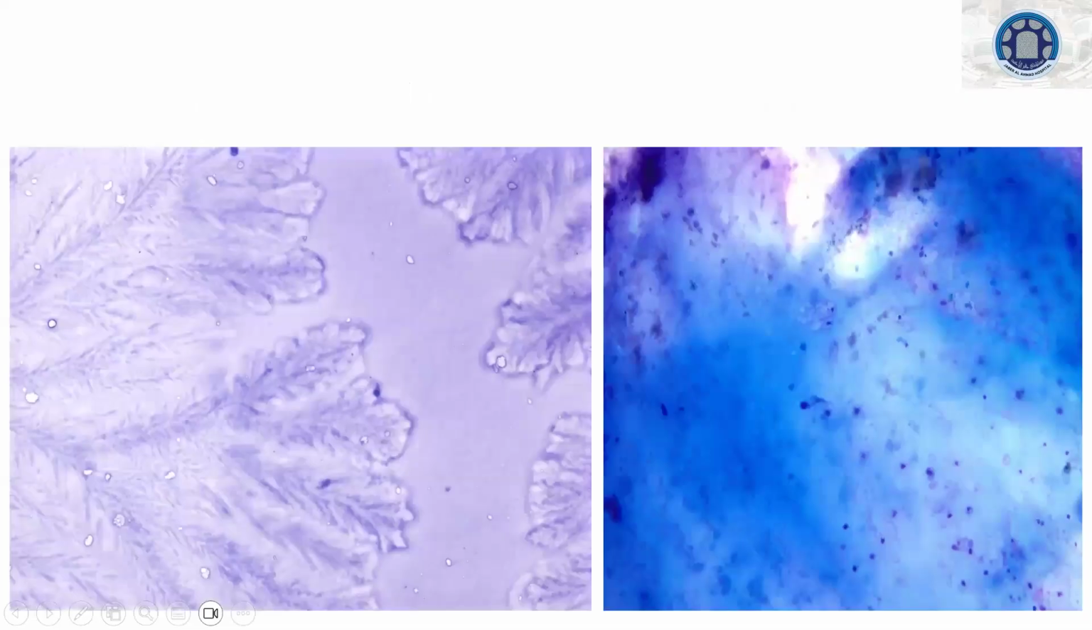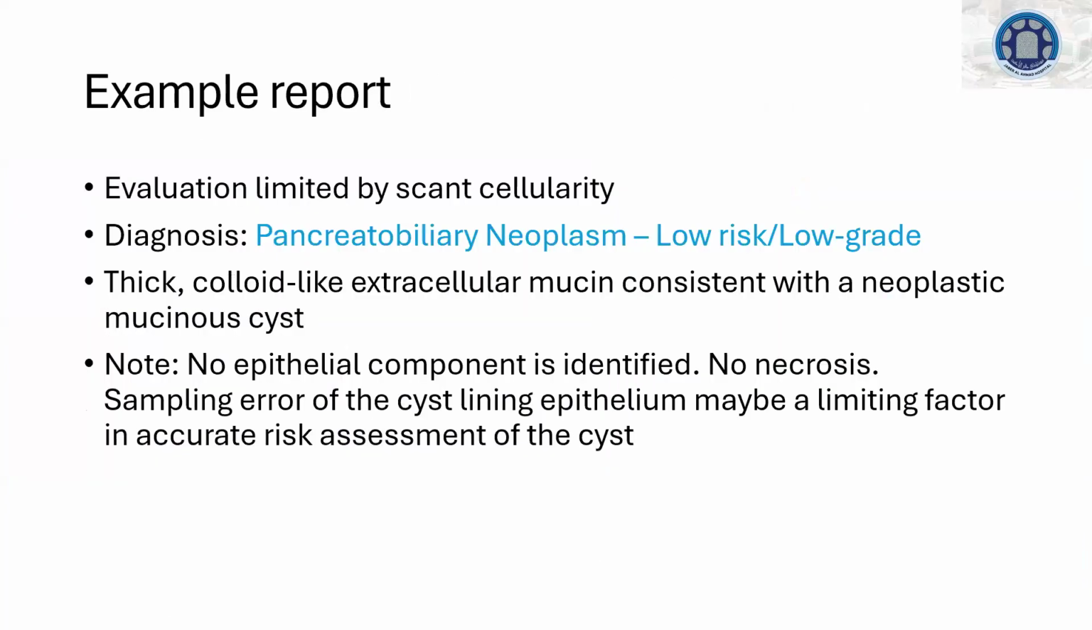Okay, so this is what I showed you previously. Even if you get only this material, you have to put it under pancreato-biliary neoplasm, low risk or low grade. And this is how you write a report. You have to say evaluation limited by scant cellularity. This is a pancreato-biliary neoplasm, low risk or low grade. Why? Because you are seeing thick colloid-like extracellular mucin consistent with a neoplastic mucinous cyst. A benign cyst of the pancreas will never show this kind of mucinous material. But you have to always save yourself.